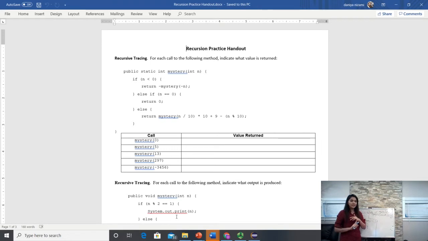We will do a couple of different examples on recursive tracing, and all the coding will be different, like all the recursive calls will be evaluated differently. We will see how. So let's get started.